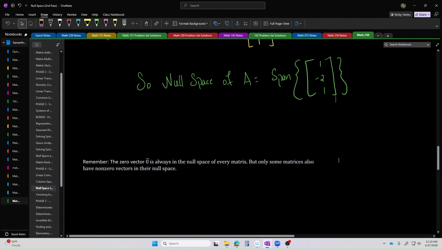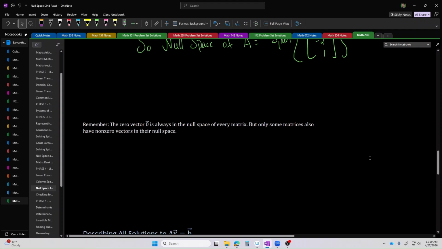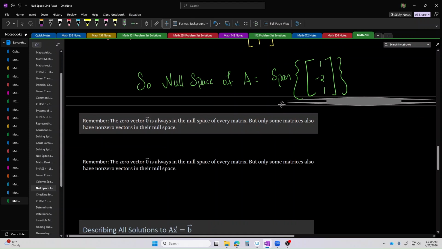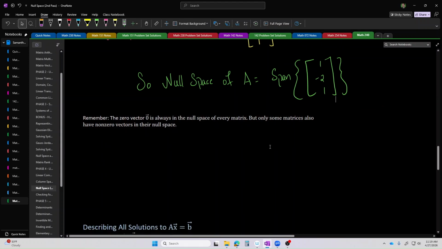So to emphasize, the zero vector is always in the null space of every single matrix. However, certain matrices also have other non-zero vectors in the null space, and let's speak a little bit about the conditions that lead to having more than just the trivial solution in the null space.